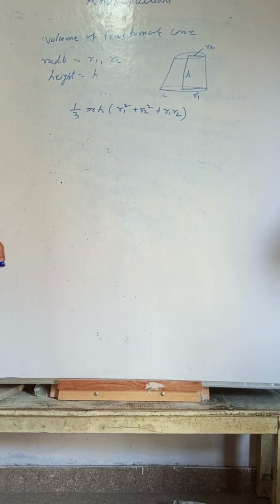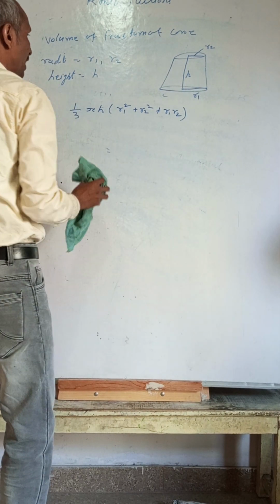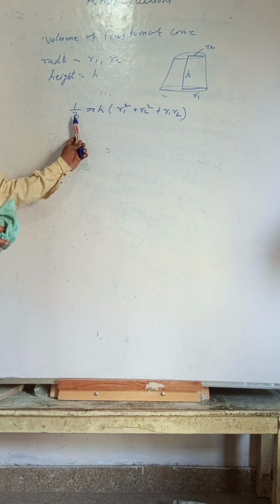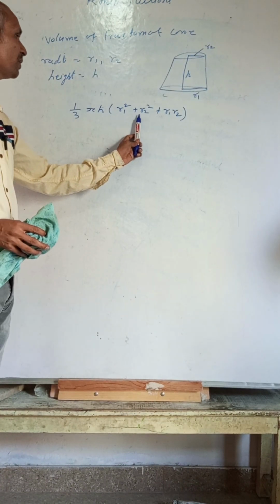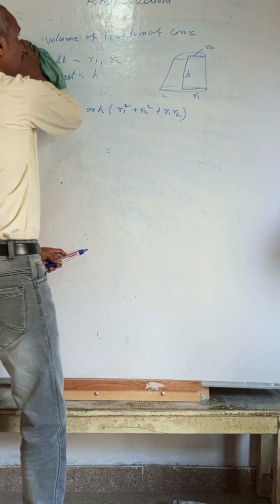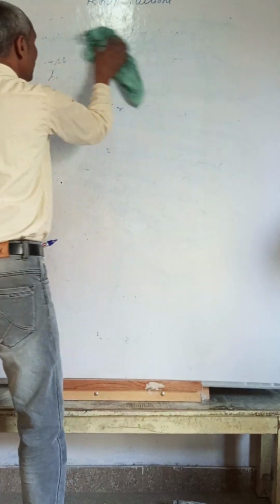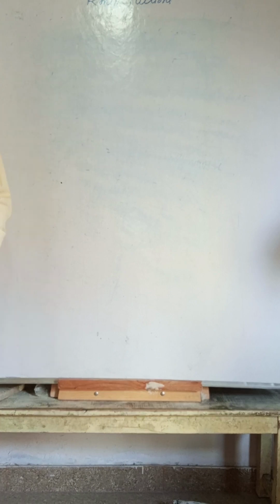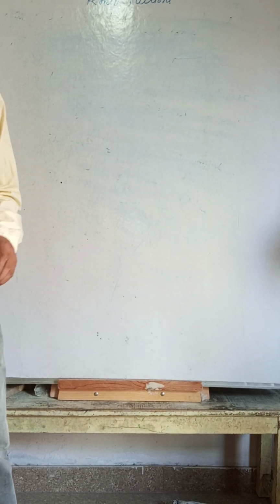Next we are going to the next question. I hope you understand: it is 1/3 πh (R1² + R2² + R1R2). Next we are going to question number 14. What is question number 14?